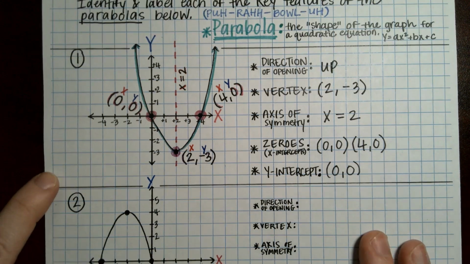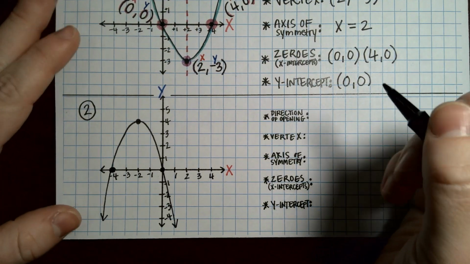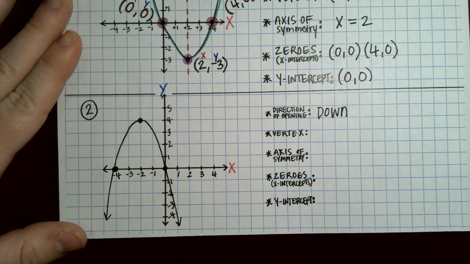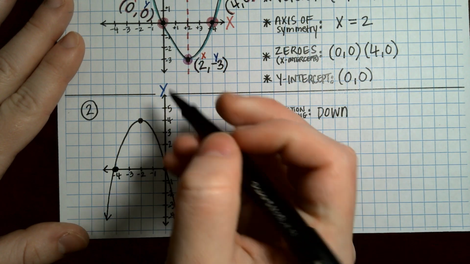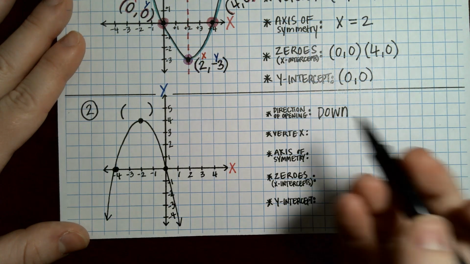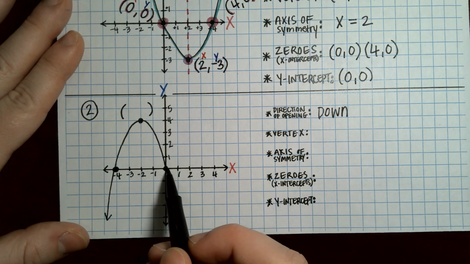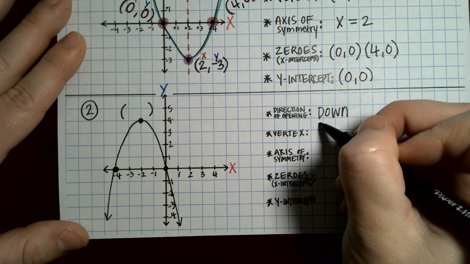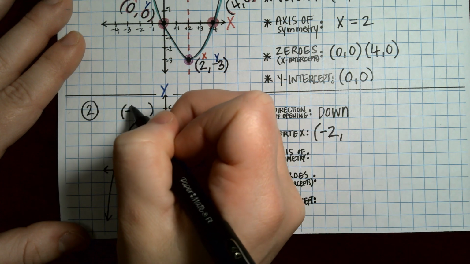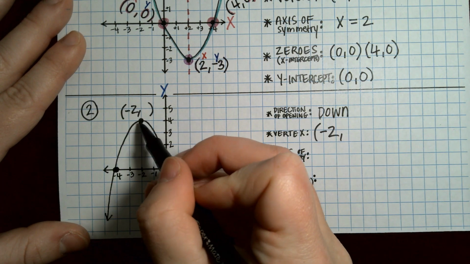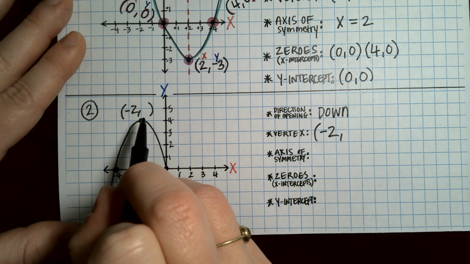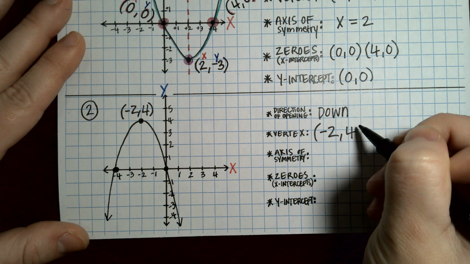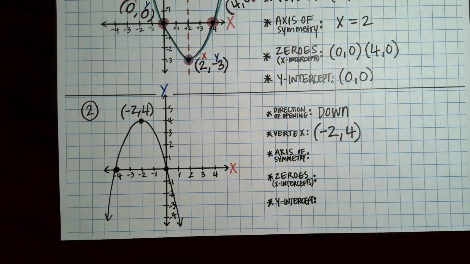Okay, let's talk about number 2. What direction is this parabola opening? Down. Good. Where's the vertex? -2, 4. Okay, so which value comes first? X. So I want to see where it lines up on the x-axis, right here. -2. So my first value is -2. What's my second value, my y value? 4. Positive 4. It's going up 4. So the vertex is -2, positive 4.